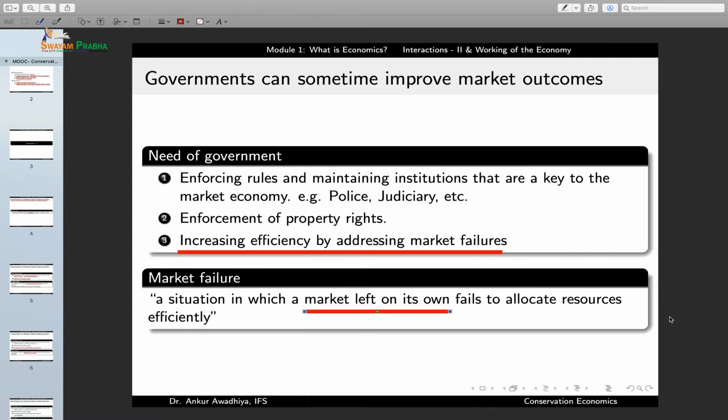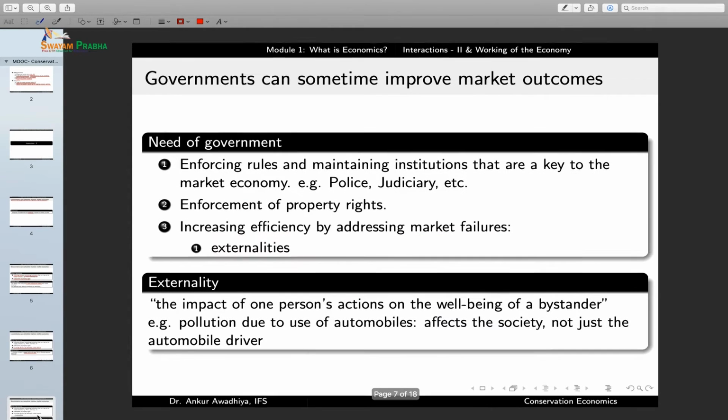And why would we have such a situation? There are things such as externalities that can result in market failures. Now, what is an externality? An externality is the impact of one person's actions on the well being of a bystander. The bystander is not doing anything, the actor is doing something, but this action is having an impact on the bystander, and this is known as an externality. A very good example is pollution due to the use of automobiles.